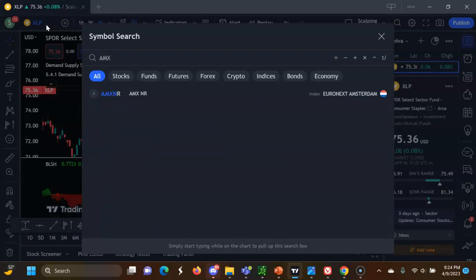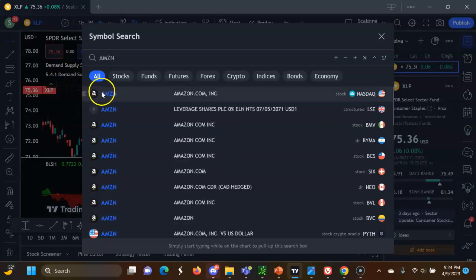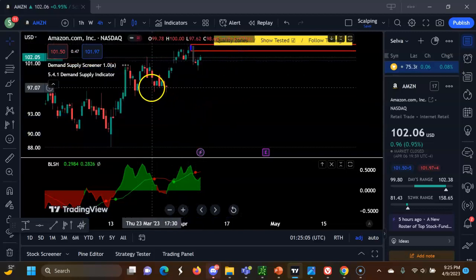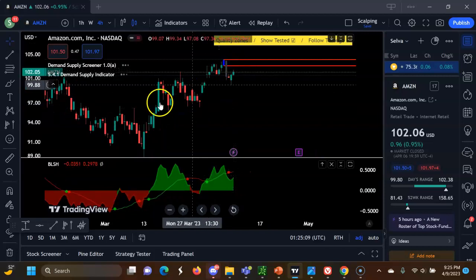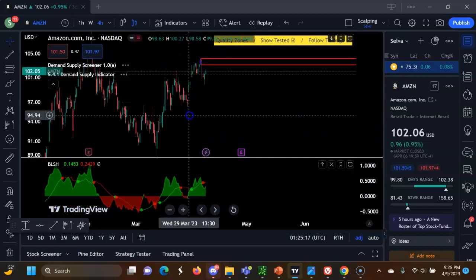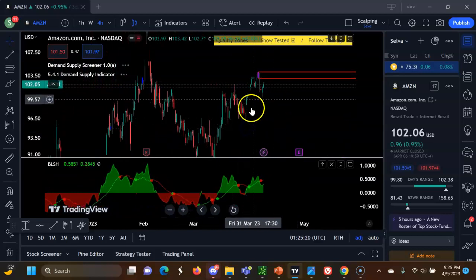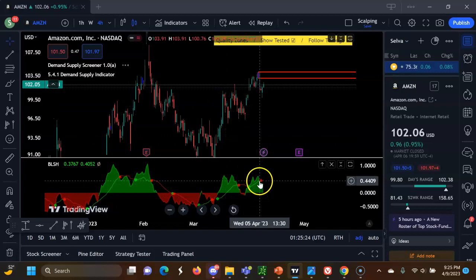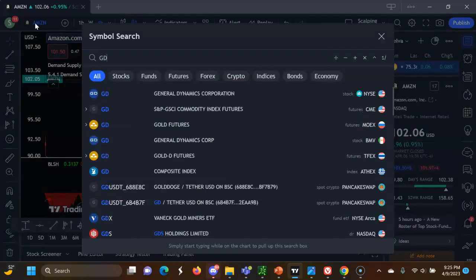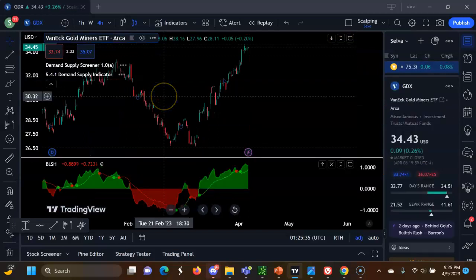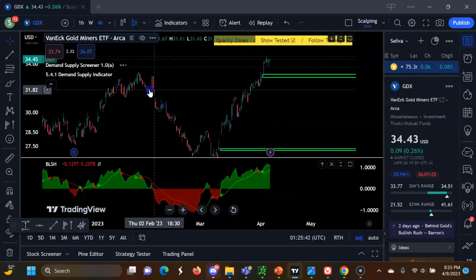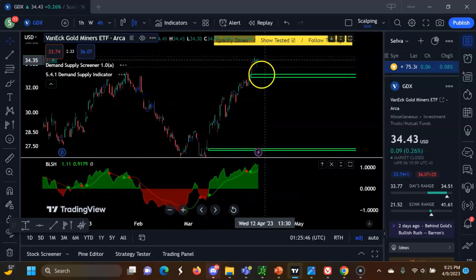AMZN. Okay, let's look at AMZN. You can see here it's approaching the resistance zone. So this is a good indicator which can help you identify the trend. As you can see, it's reversing here also. Okay, let's say GTX. You want this to retest here and then bounce back.